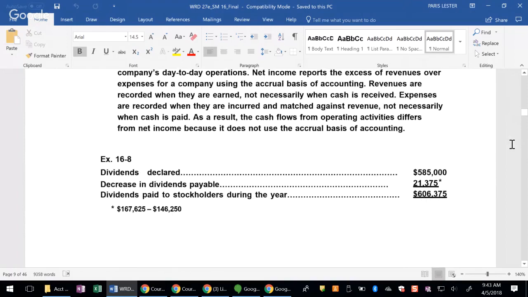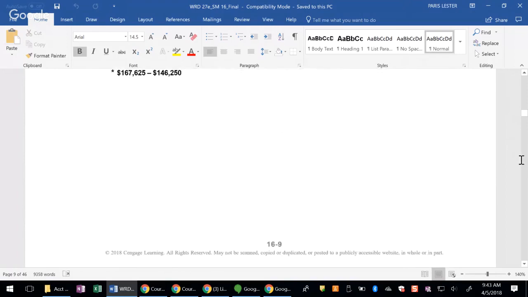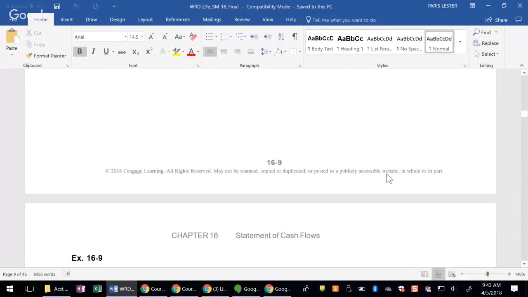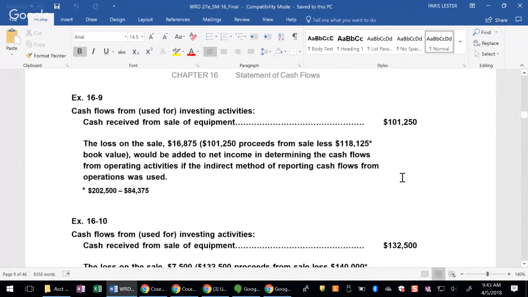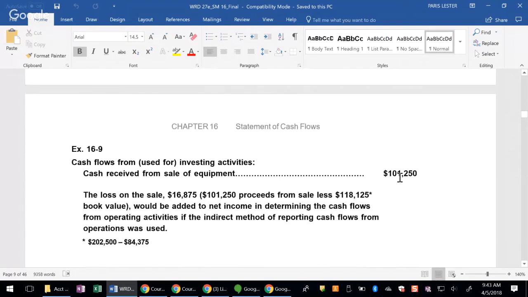Now, number 9, on page 802, reporting changes in equipment on a statement of cash flows. Okay. Monique, do you have that answer, dear? That's $16,875. Well, it might be. I don't know. All right. Cash flow from investing activities is 105,000.